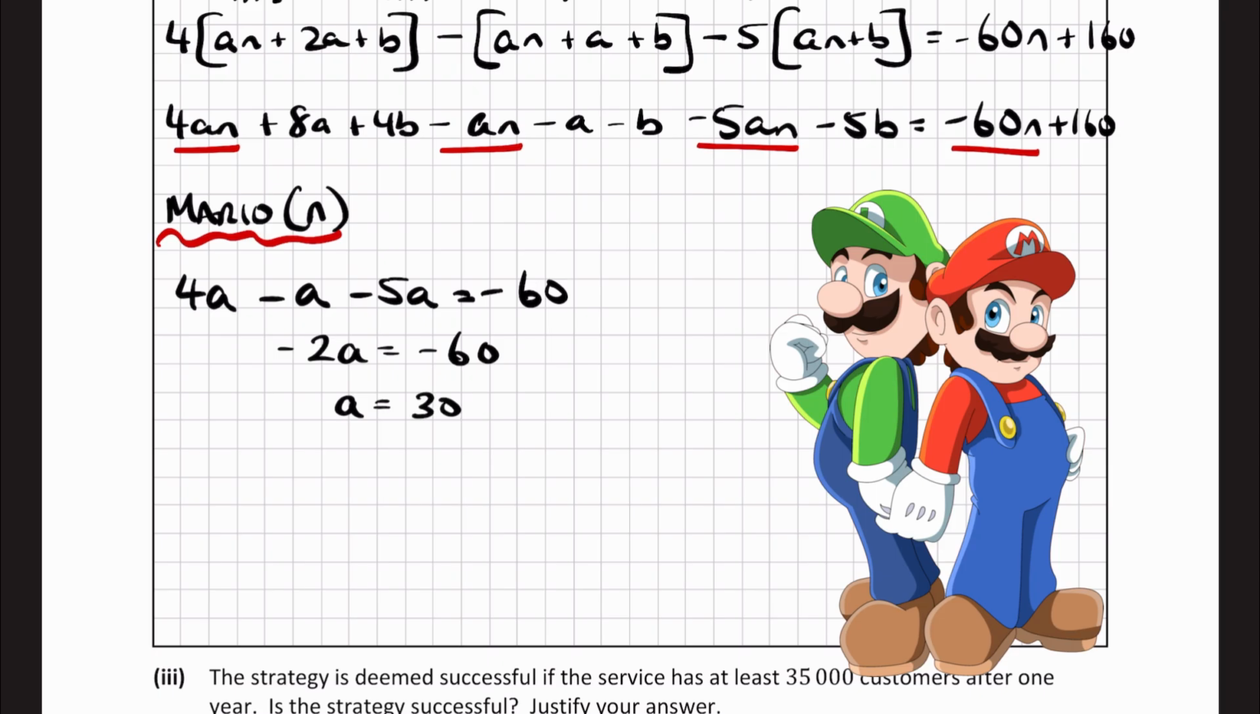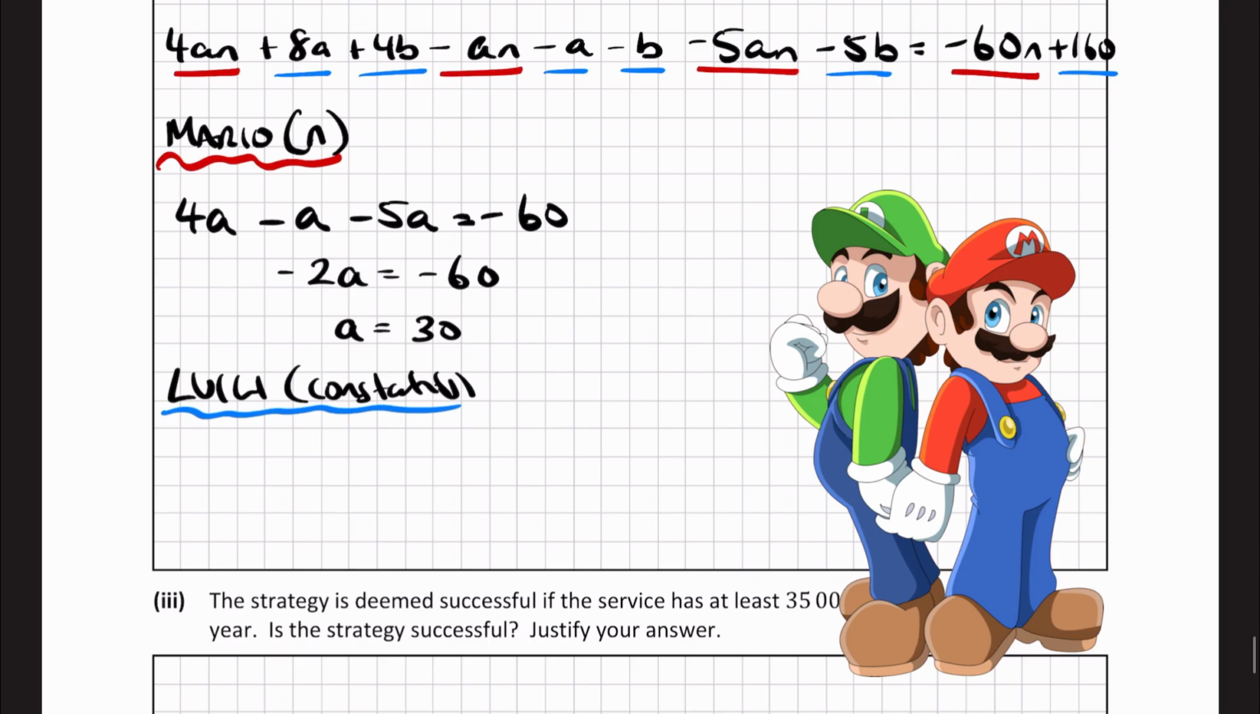Let's just see what Luigi gets up to. So Luigi is going to collect the constants. That's anything without an n. So in this case, I'll do him in blue. He's going to collect the a's, the b's, the a's, the b's, the b's, and the 160. So here I'm going to say 8a plus 4b minus a minus b minus 5b all equals 160.